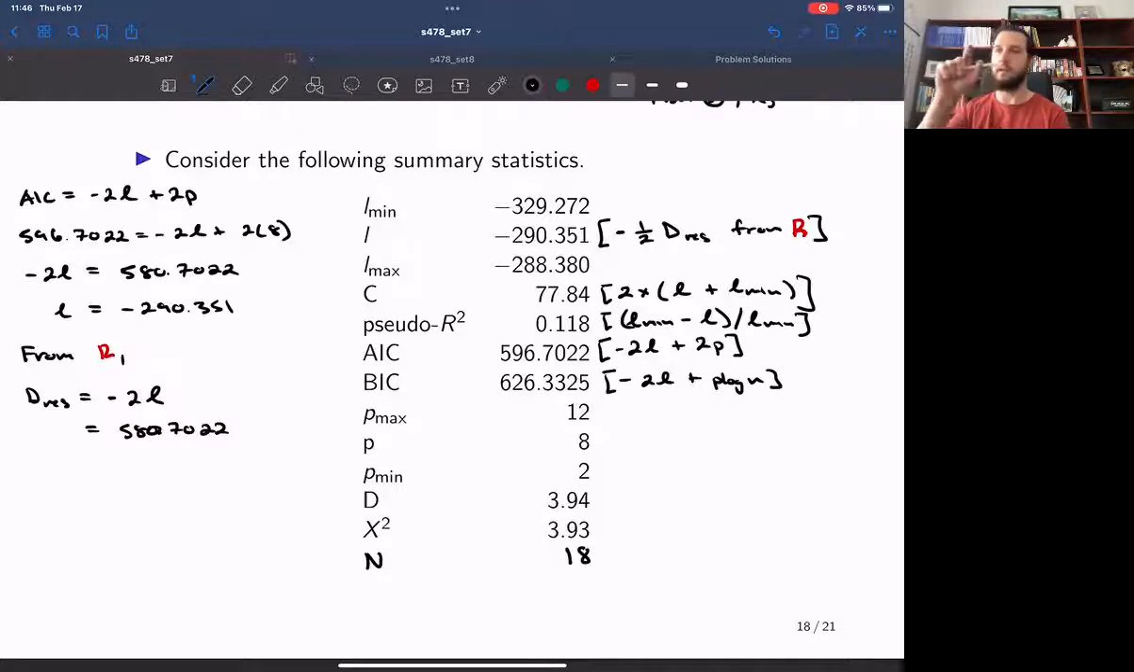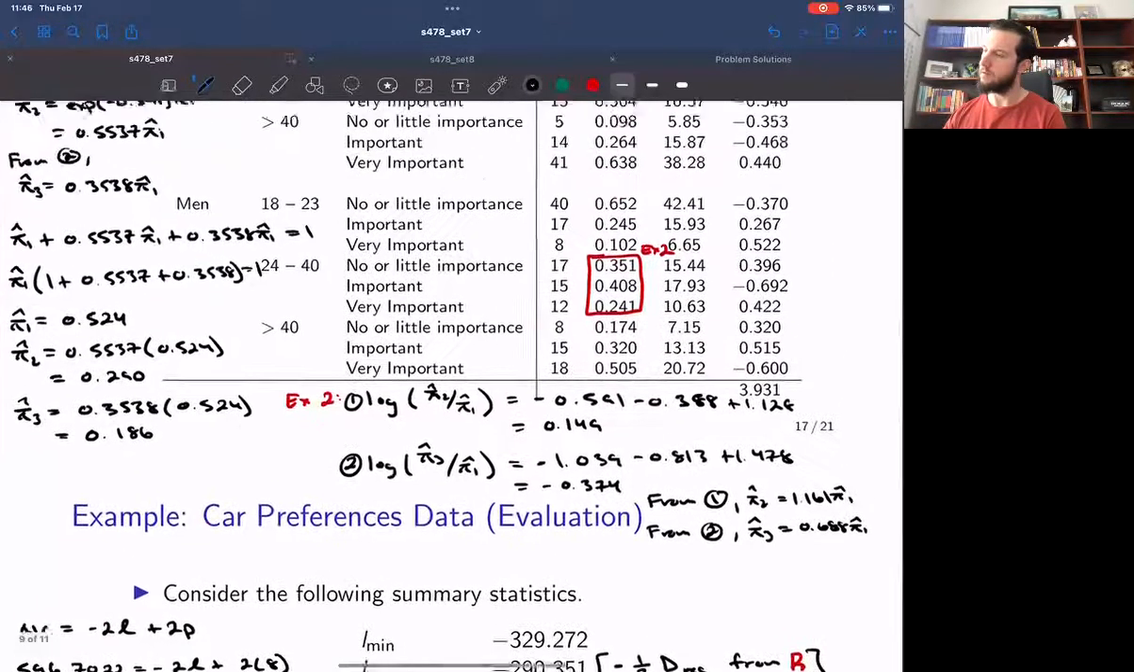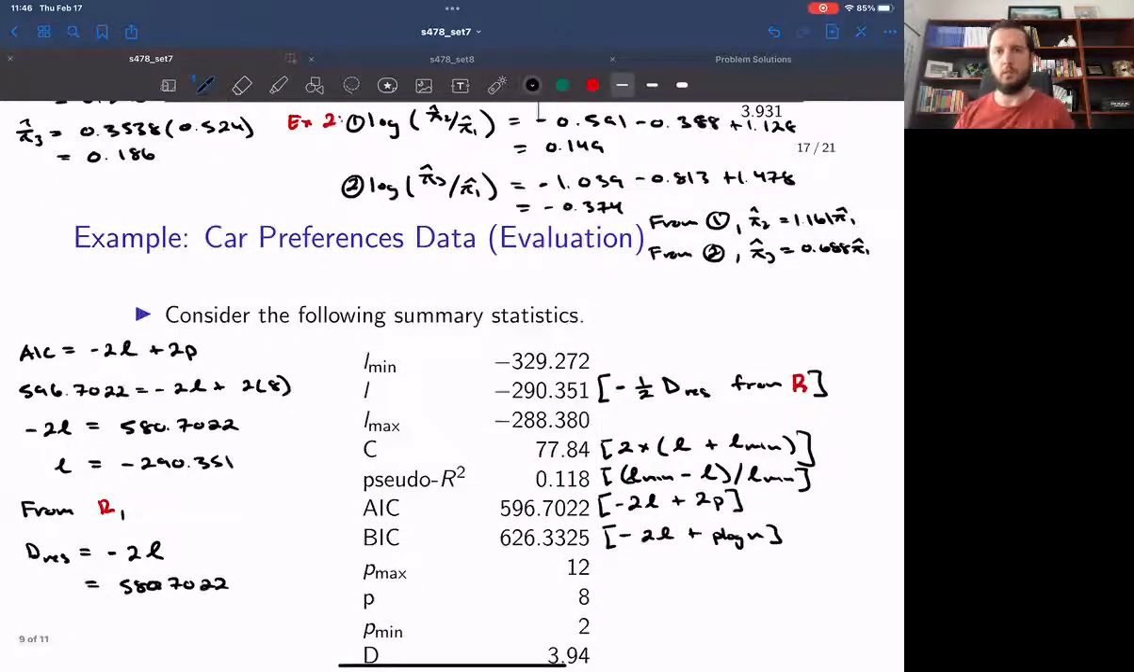So women 1823, men 1823. Sorry, how does it work? Women 1823 not important, women 1823 important, women 1823 very important. Yeah, that's how it works.